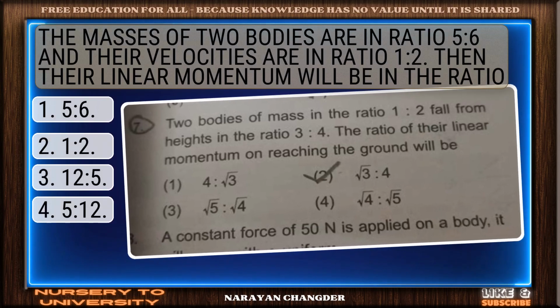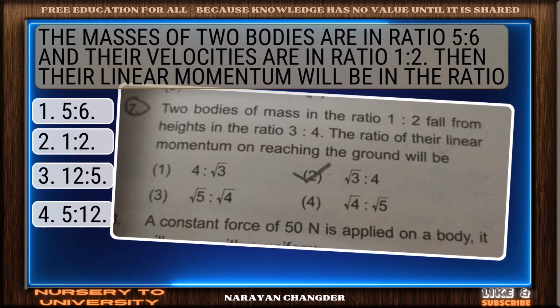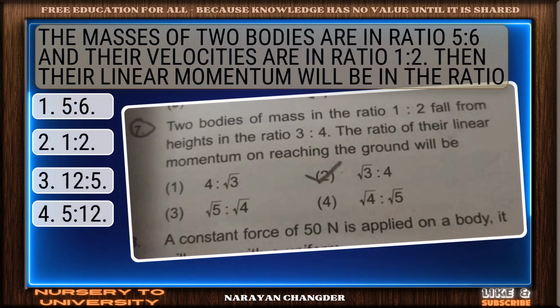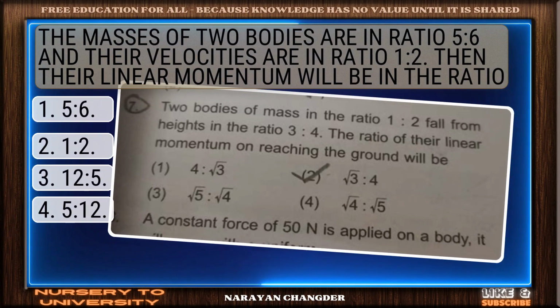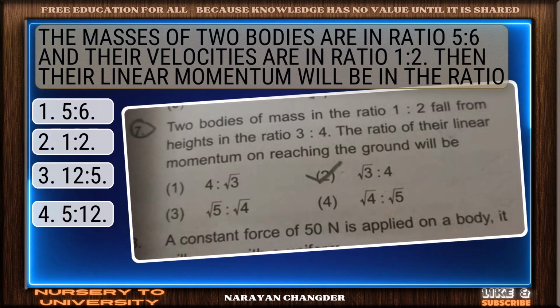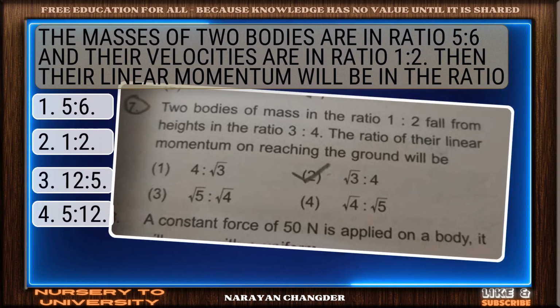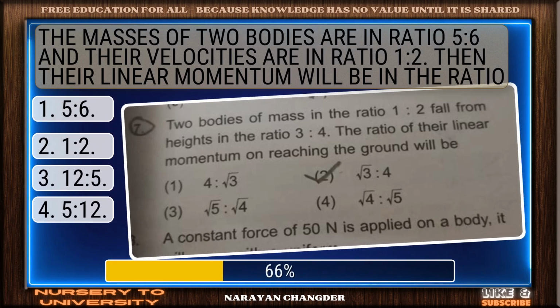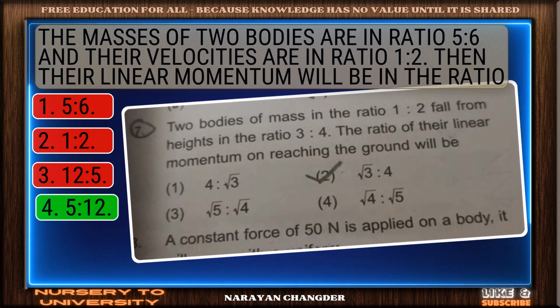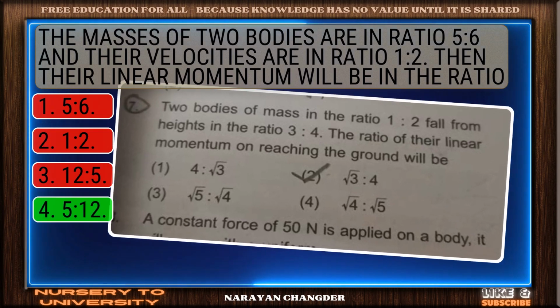Question number 68. The masses of two bodies are in ratio 5:6 and their velocities are in ratio 1:2. Then their linear momentum will be in the ratio. Right again. 5:12 is a valid answer.